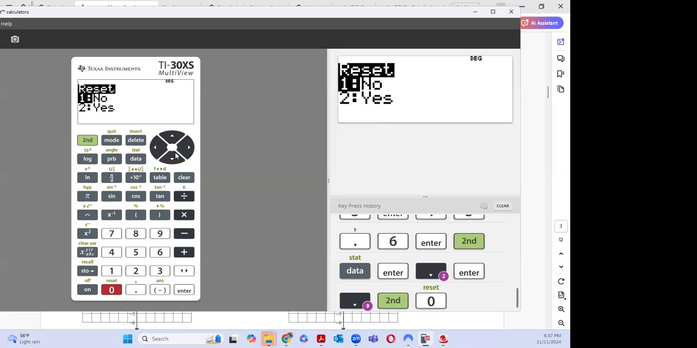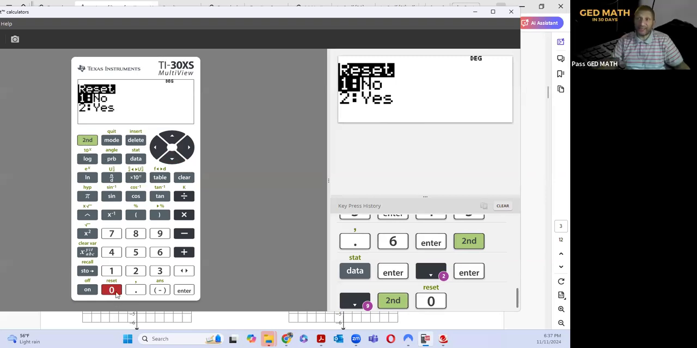Do you see reset on your screen? No. So you hit second and then 0.